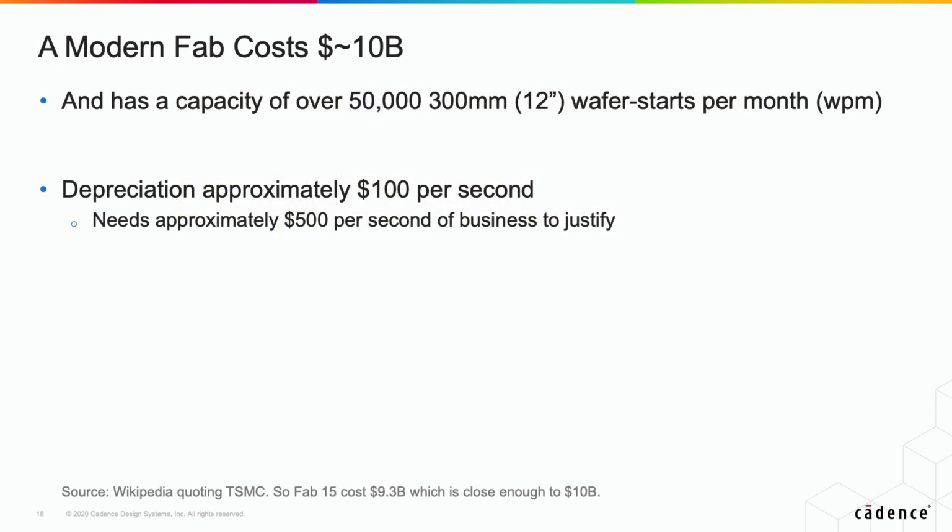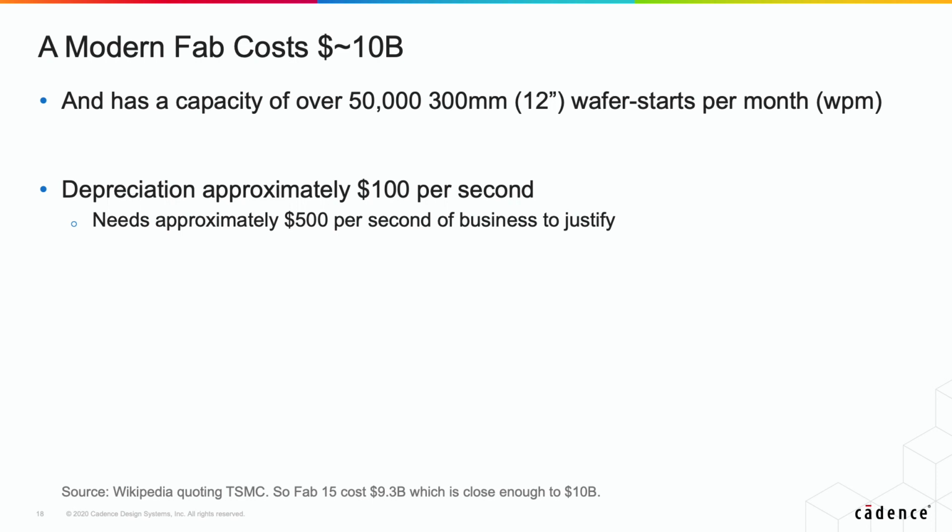So a modern fab, just to give you an idea, costs around $10 billion. Nobody quite knows, and it depends a bit on how big you build it. But to be economical, you really have to build a fab with a capacity of about 50,000 wafer starts a month. That's how you measure the size of a fab, and that's 12-inch wafers. That really means, roughly speaking, one wafer starts every minute. If you multiply up the numbers, that gets you to somewhere around 50,000 in a month.